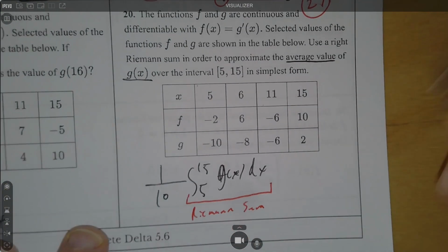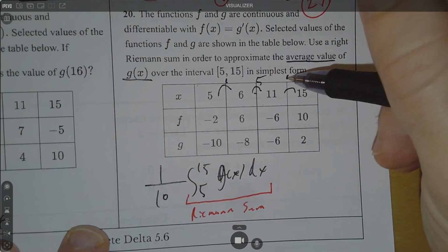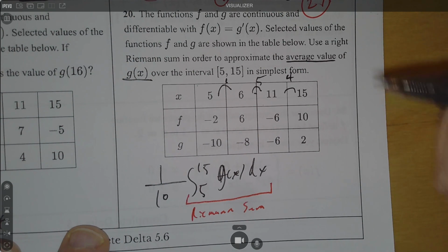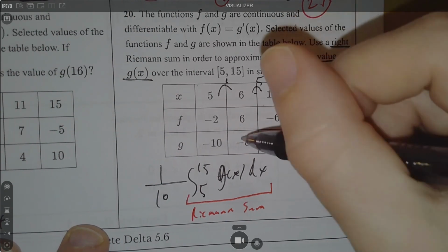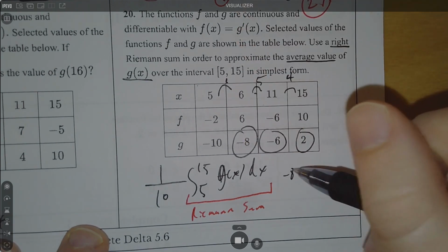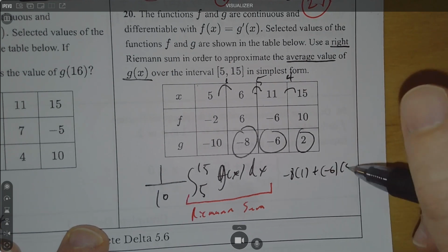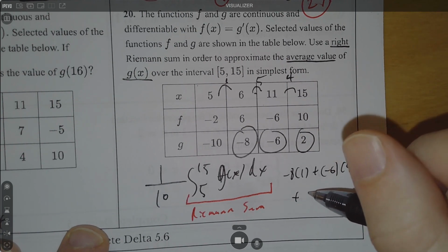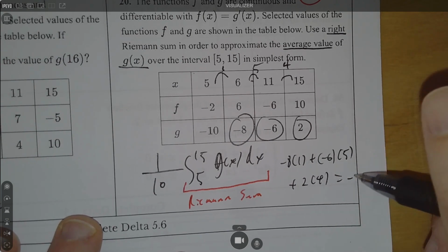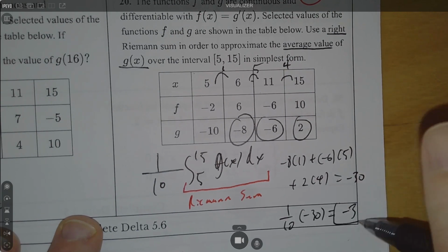I'm doing it the same way I did it up here. I have my intervals: from here to here, that's 1. From here to here, that's 5. From here to here, that's 4. Then I'm doing g, and on the right, it's good to underline these things, so that means I want all the right values, negative 8, negative 6, and 2. So it's going to be negative 8 times 1, plus negative 6 times 5, plus 2 times 4. These will cancel because that's negative 8 and that's 8, so it just leaves me with negative 30. Then I've got to do 1 over 10 times negative 30, so it is negative 3 is my answer. That's the average value.